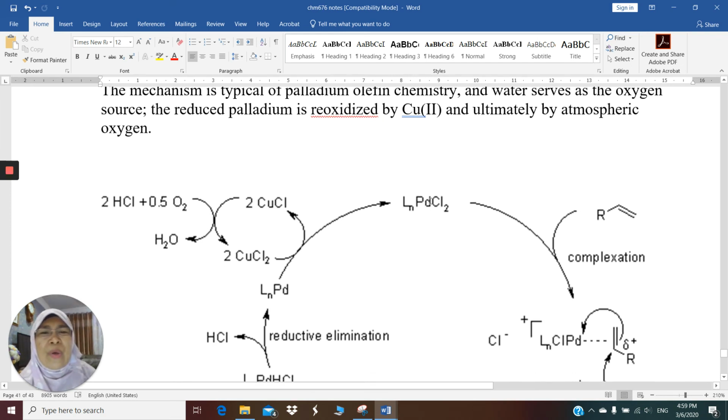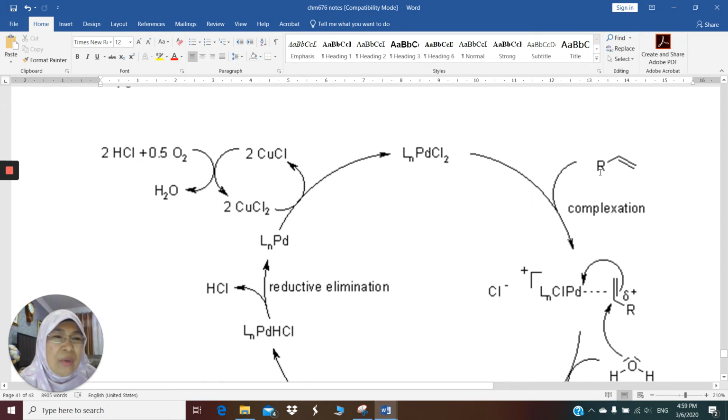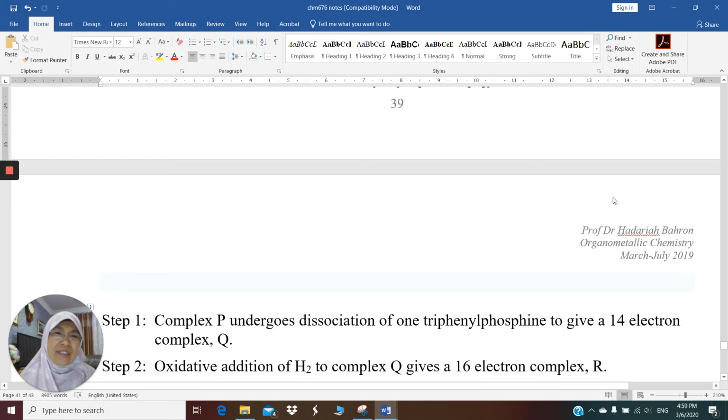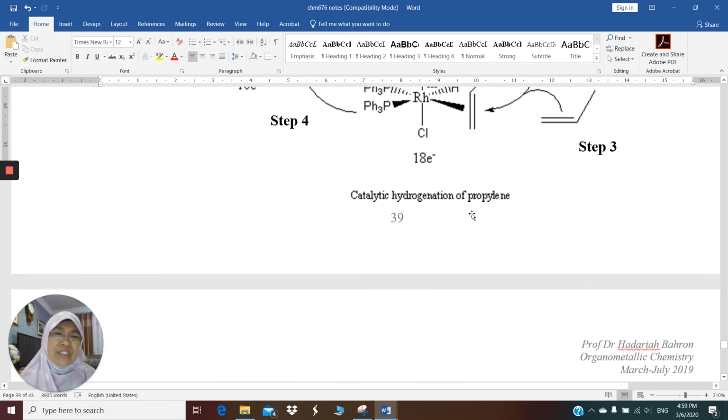So that is your palladium chloride. And this L is any ligand. It can be any ligand. It can also be hydrogen or hydride, it doesn't matter. So you have palladium 2 chloride. You are going to have your alkene being added on to your palladium. So that is a simple addition, just like here, if you can recall, this is a simple addition there.